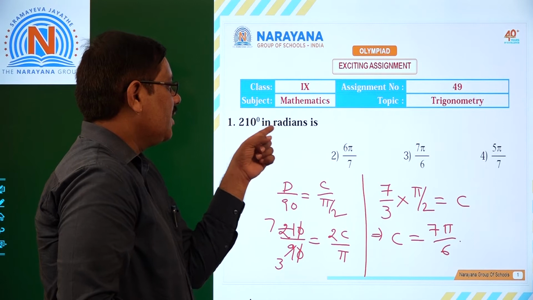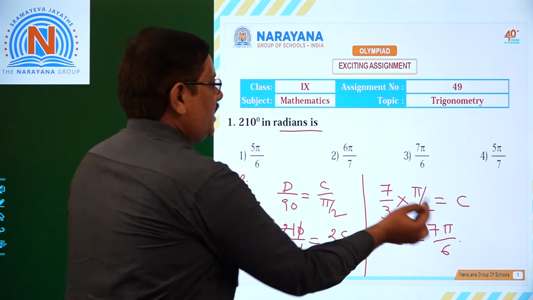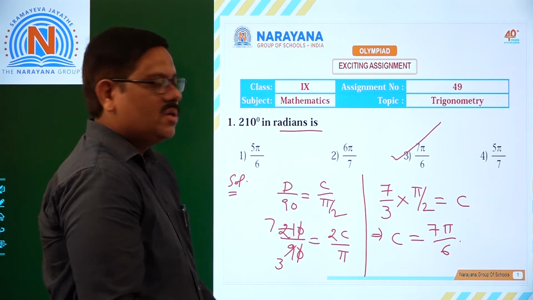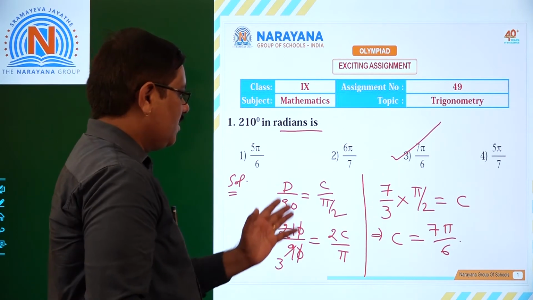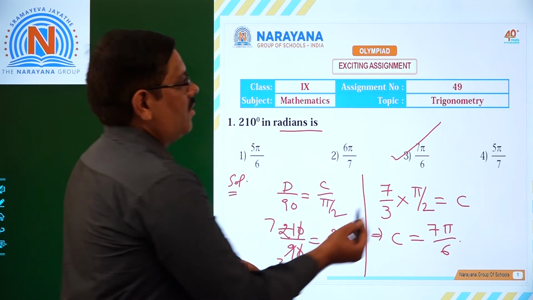Already he is saying 210 degrees in radians. So here we can write the answer as 7 pi by 6. So 210 degrees is equal to 7 pi by 6 radians. So this is how we can solve it. Now let us see the next question.